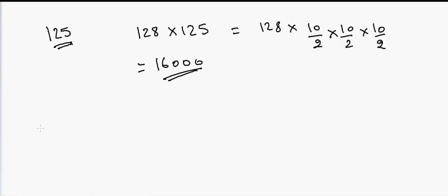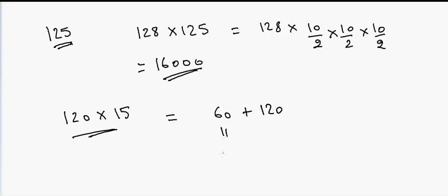Now let's do another thing. If we have to multiply 120 by 15, so how will I do that? In that case, what I'll do is I'll take half of 120. Half of 120 is 60, and then I'll add that to 120. So this is equal to 120 plus 120 by 2, right? So here that will be equal to 180. Then I put one more zero, so that's my answer.